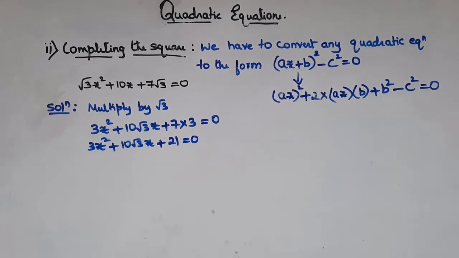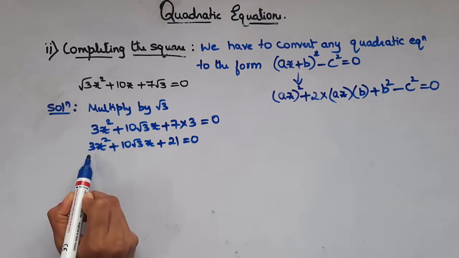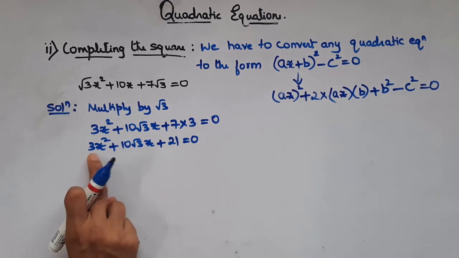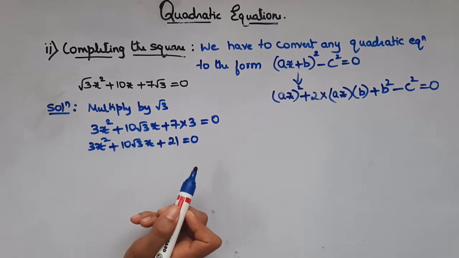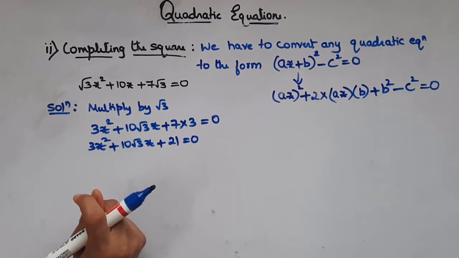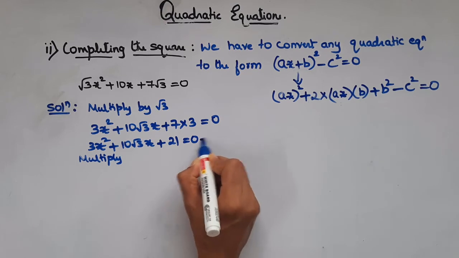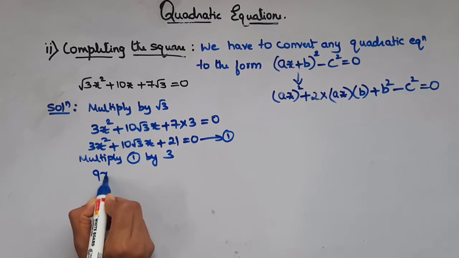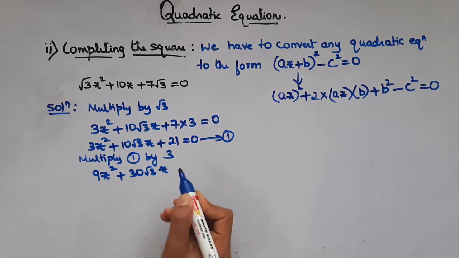So now if you see this equation, the coefficient of x square is still not a perfect square number, right? So you have to multiply with a suitable number that will make this coefficient of x square a perfect square number. Check, if you multiply by 2, 3 2s are 6, but 6 is not a perfect square number, right? So when you multiply by 3, 3 3s are 9. So 9 is a perfect square number. And let's take this equation 1 and multiply by 3. So 3 3s are 9x square plus 3 into 10 is 30 root 3x, right?